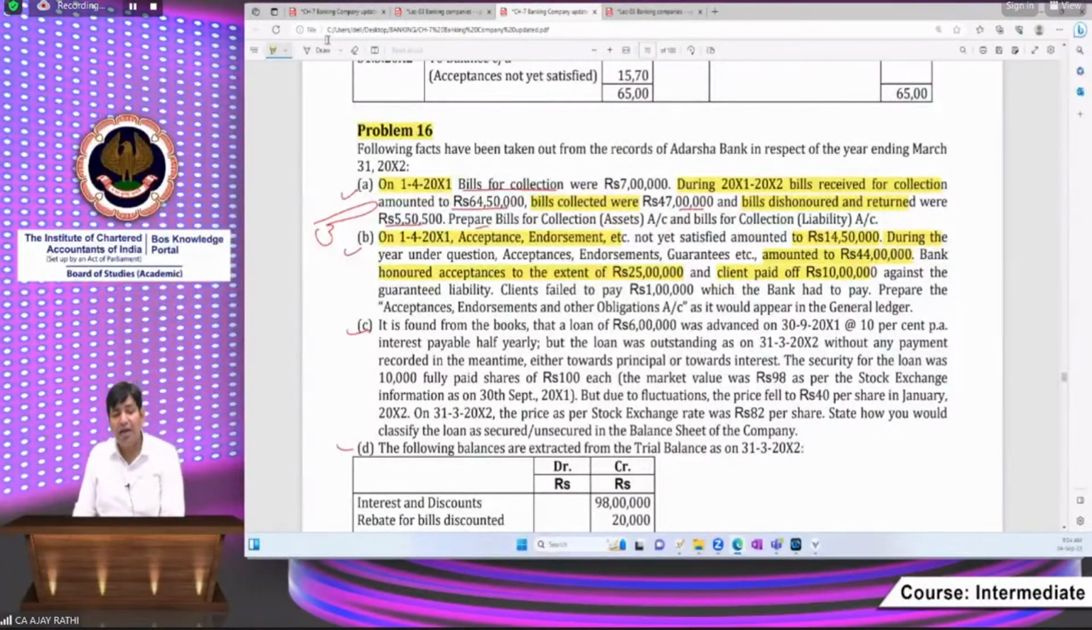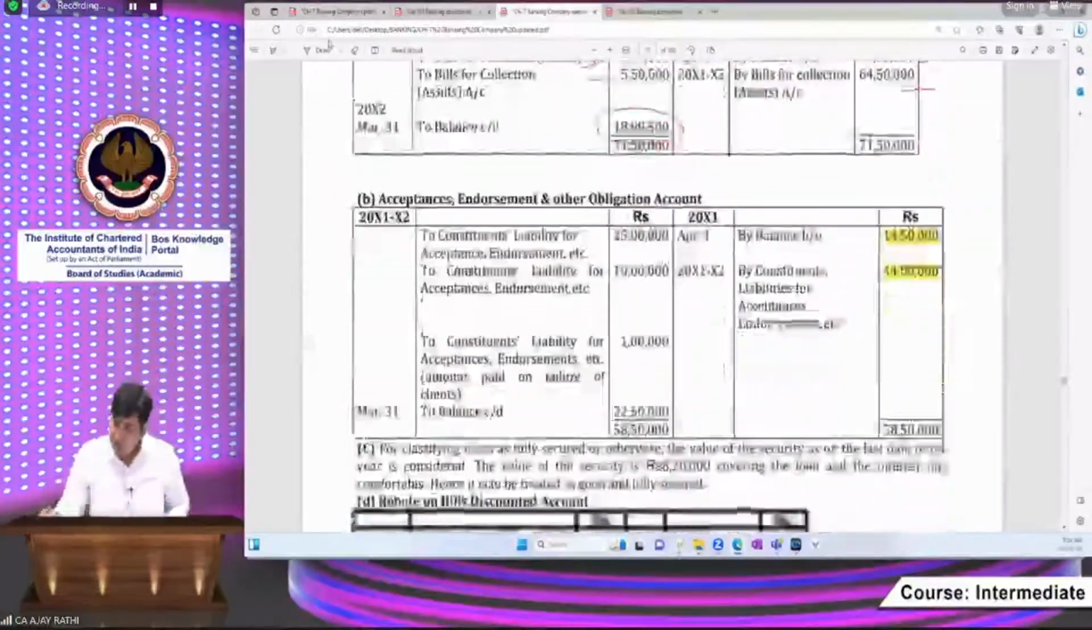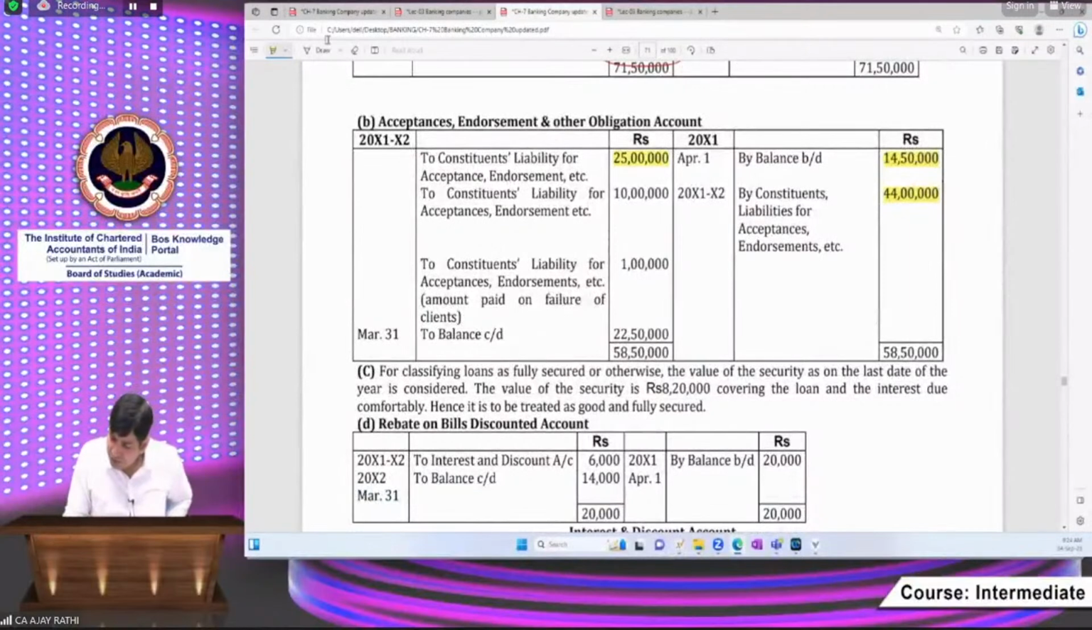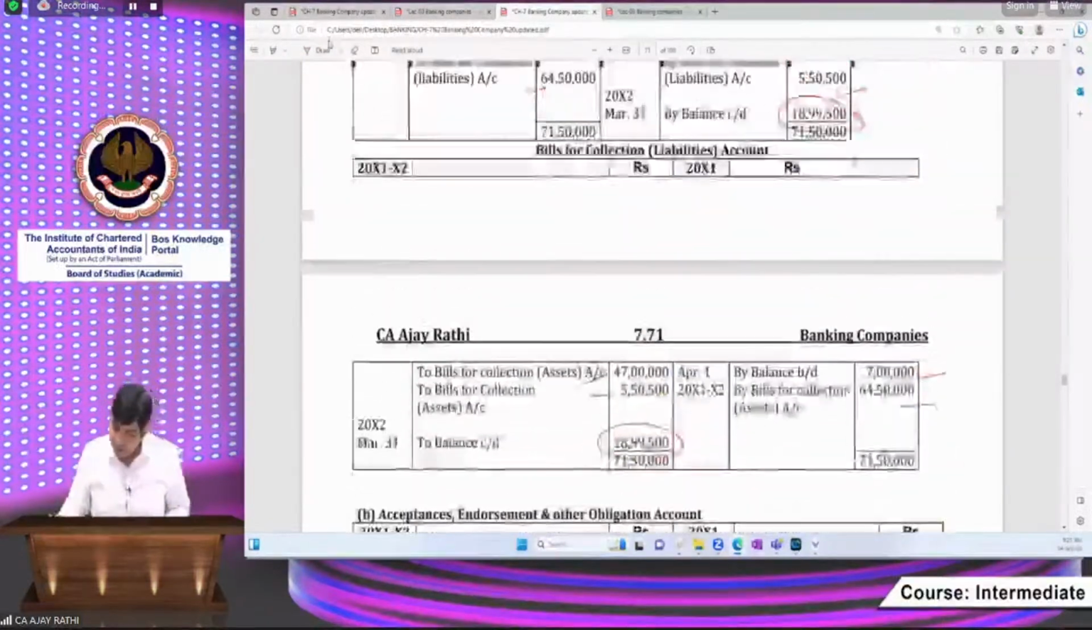Beta, either client will pay or bank has to pay. It means that amount will be removed from the contingent liability for bank, from the acceptance endorsement account. Those are still pending for the bank. Means those liabilities have been settled for 25 and 10 lakh. It means those have to be removed from such obligation account. Yes, sir. Either bank paid or client paid. 35 lakh has been removed because 35 lakh has been settled either by client or by bank. Means these are not the still pending obligation on bank.